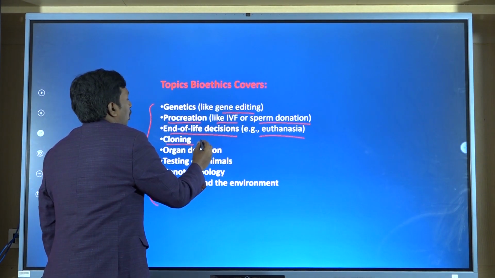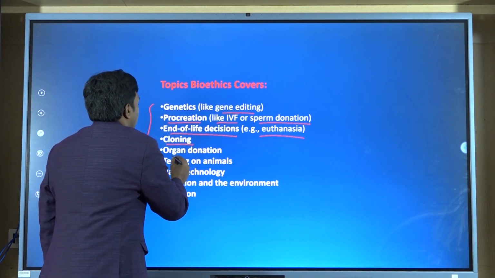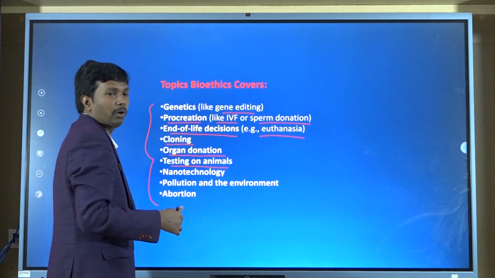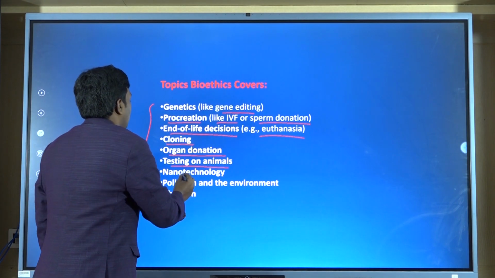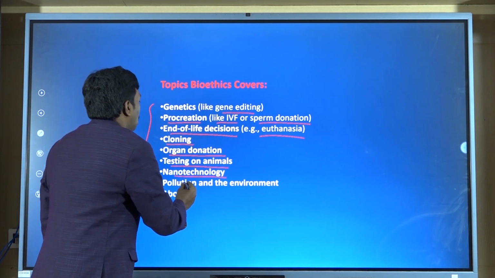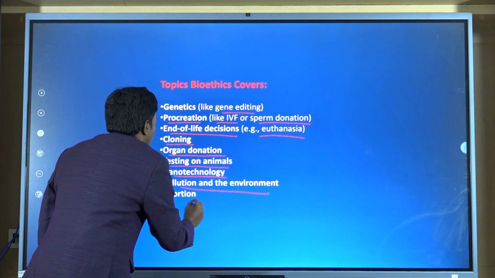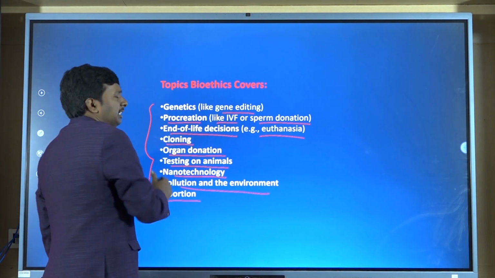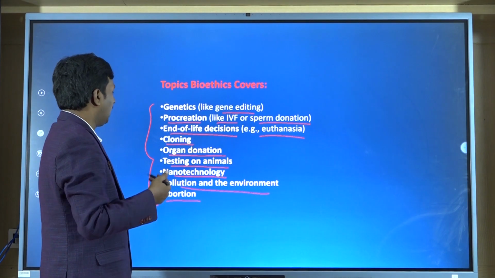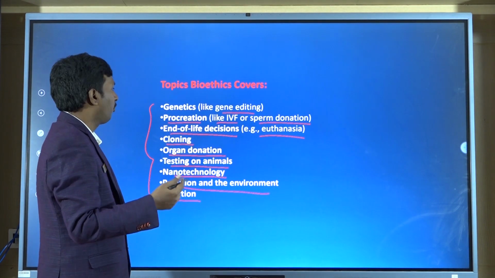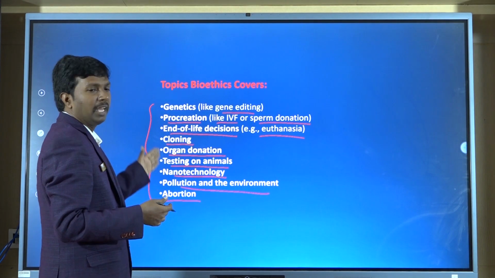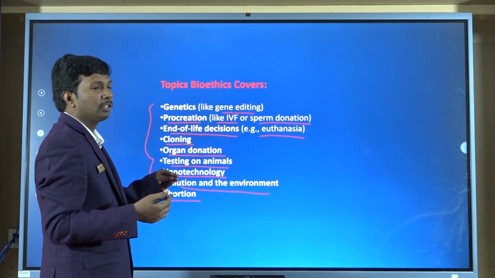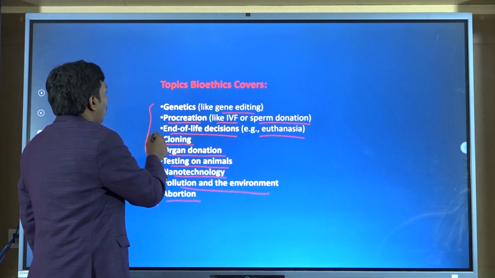Cloning, animal cloning and plant cloning. And organ donation, this is also one of the important points. Testing on animals and humans is also a bioethical question. And the use of nanotechnology, pollution and environment, and abortion. So these are all the different areas that bioethics covers. From all these points we can make some bioethical questions, related to abortion, pollution and environment. We can ask ourselves what bioethical questions come up whenever we are working with all these aspects.